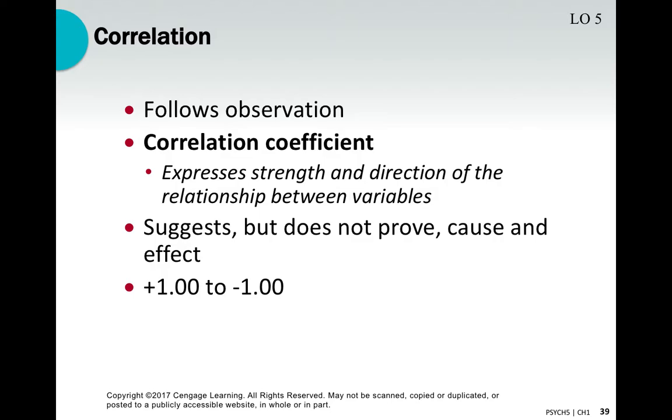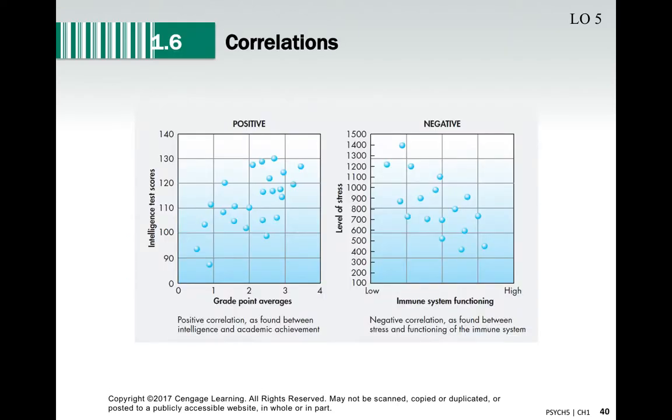The closer we get to +1, we would say it's a positive relationship. The closer we are to -1, we would say it's a negative relationship. And I'll show you what that means graphically in a moment. So we have a graph on the left, which is intelligence test scores and grade point averages. We would say there is a positive correlation between these two, meaning that as intelligence scores go up, we would also expect GPA scores to go up. And we can kind of see this in the graph.